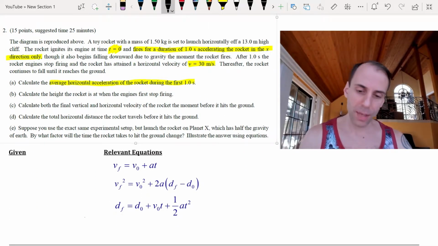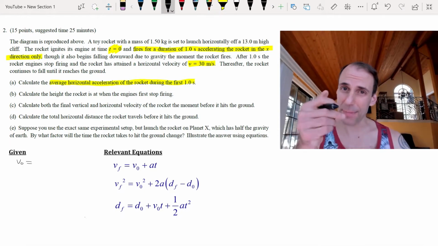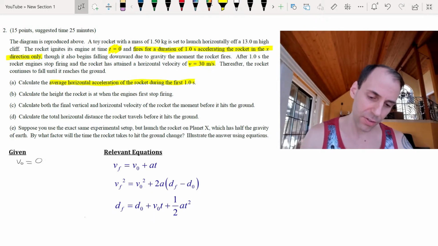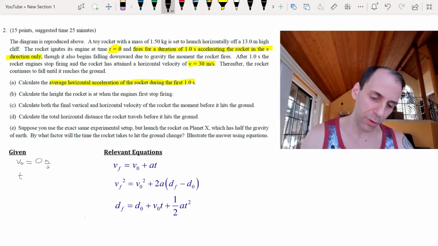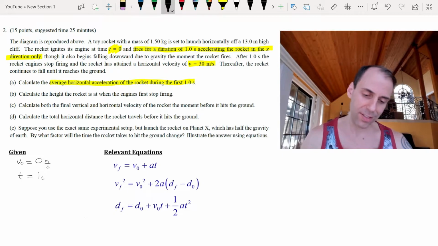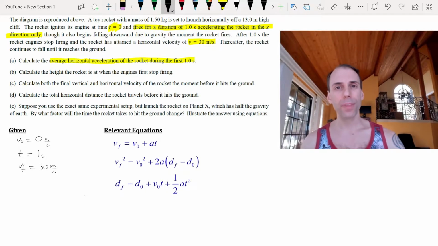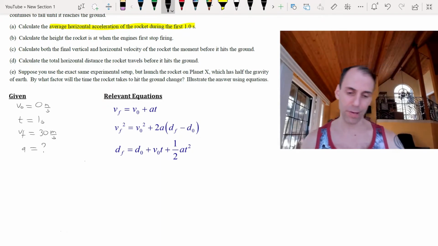So it begins at rest. It's not moving initially. At time t equals 0, it just starts its boosters. So its initial velocity is 0 meters per second. And it travels for a total of 1 second before attaining a final velocity of 30 meters per second. And we're tasked to find out, using this information, the acceleration.